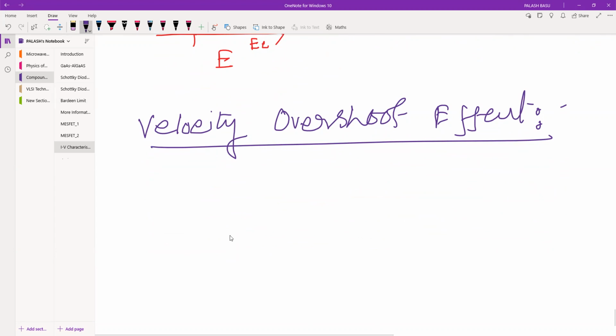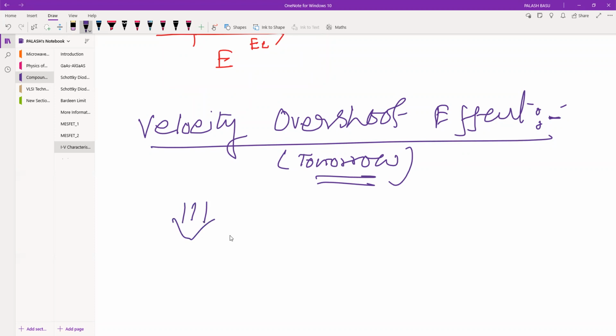Okay, just before I come to the velocity overshoot effect, which I'll take tomorrow only, because today it's not possible, because there is something that needs to be discussed and we need some more time. There is another important part that we really need to know. Till now, whatever we have been discussing about the MESFET, before we come to the velocity overshoot effect, we need to know a little bit of some other aspects of this MESFET.